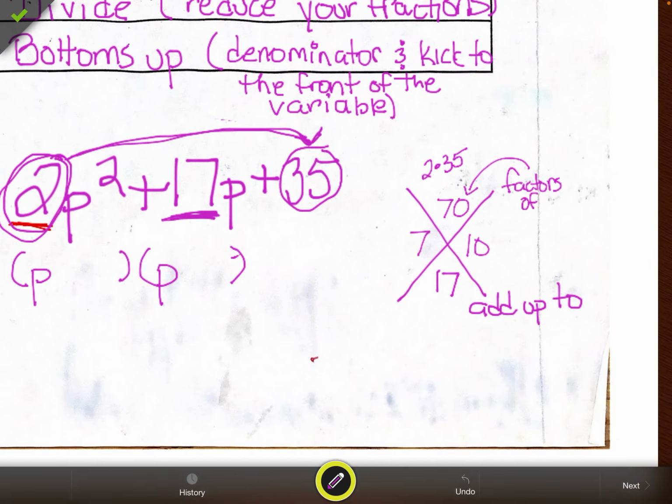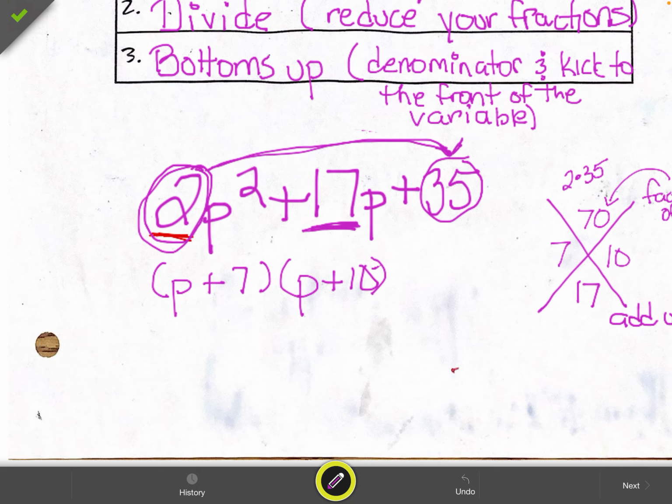So 7 is positive, plus 7. 10 is positive, plus 10. Now, here's where you're not done, because if you check this in Desmos right now, you will clearly see very quickly that they are not the same graphs. And that is because right now we haven't done step 2 or 3.